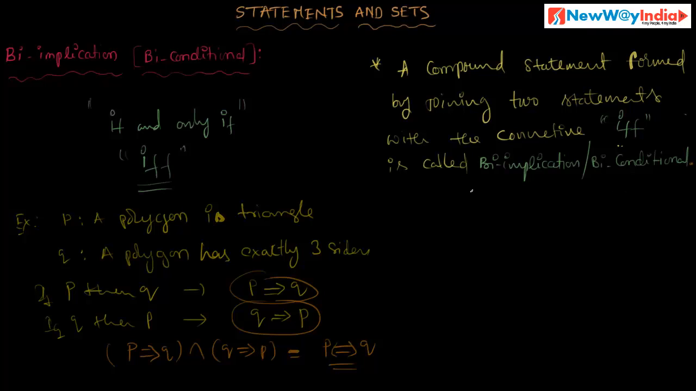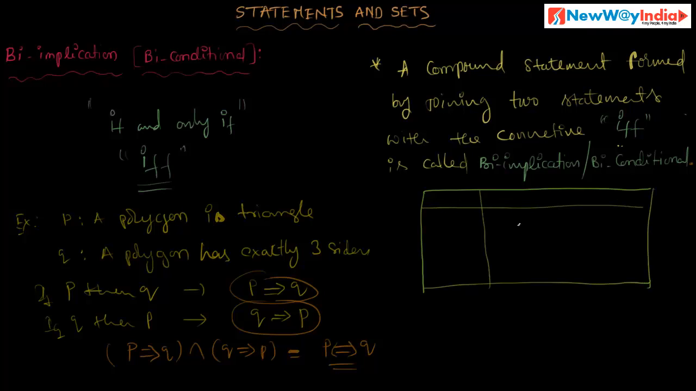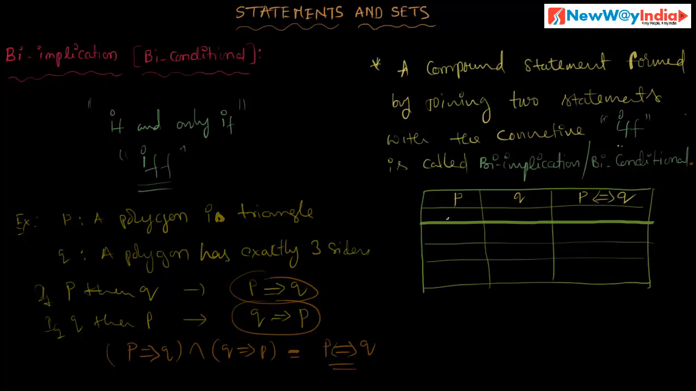So what is the truth table here? First you have to draw the truth table like this, with columns P and Q, and the biconditional P if and only if Q. The cases are: first true and second true, first true and second false, first false and second true, and both false. Now what is the biconditional of these two statements? If a polygon is a triangle, it is true, and the polygon has exactly three sides.